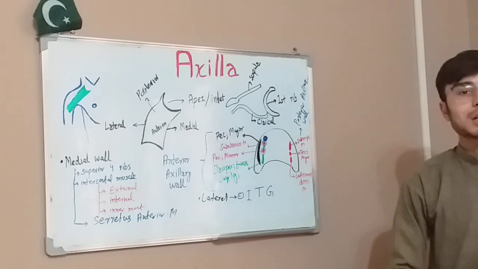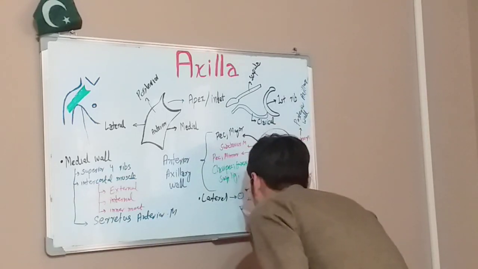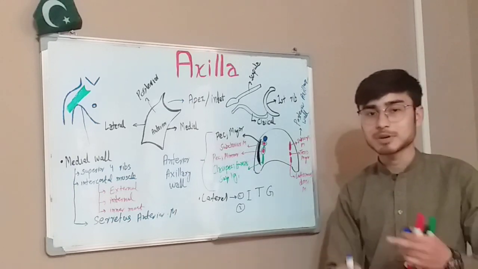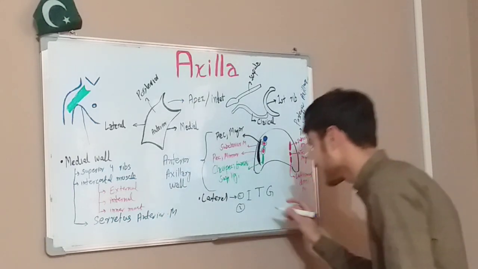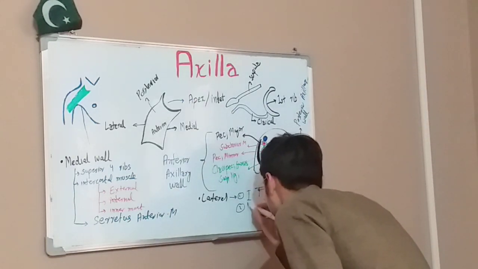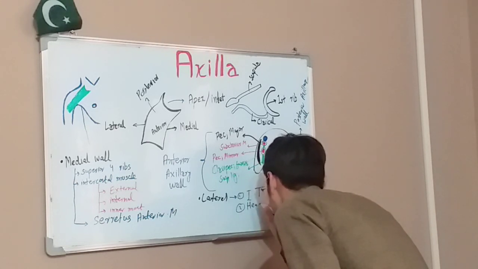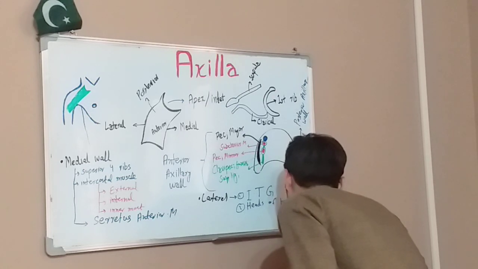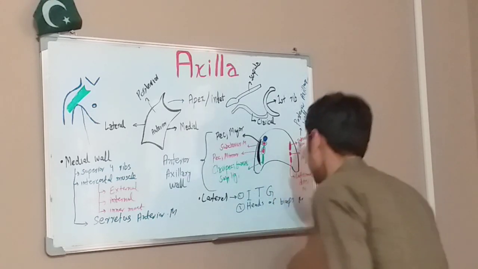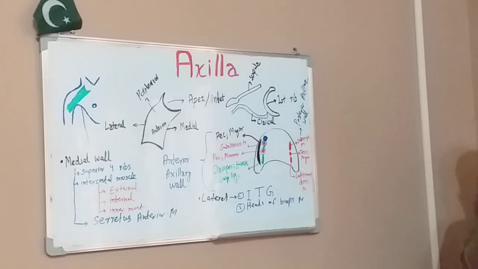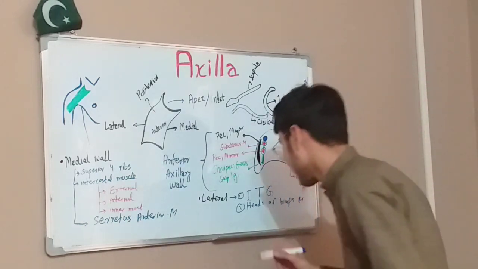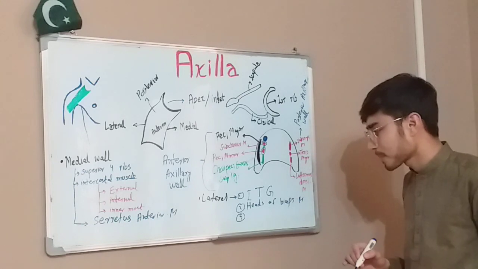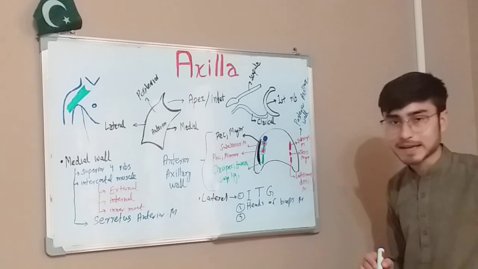Then we have the two heads of the biceps. One is the long head of the biceps, and the second one is the short head of the biceps. So the heads of the biceps muscle. And then, third, we have the coracobrachialis muscle.